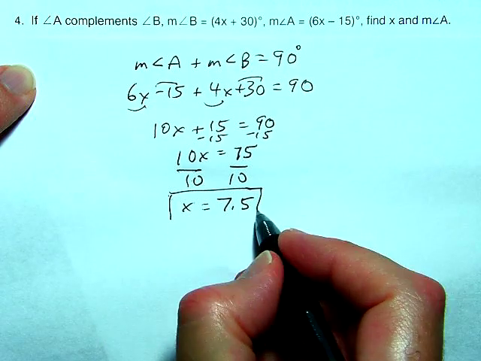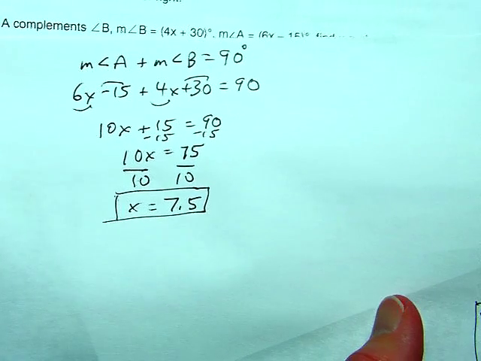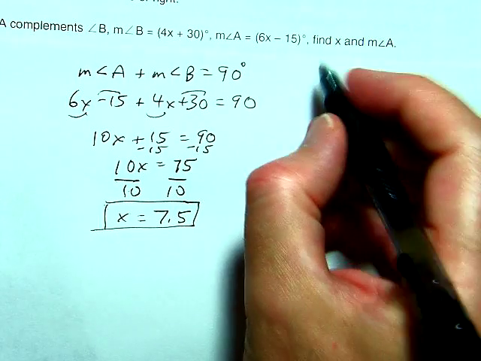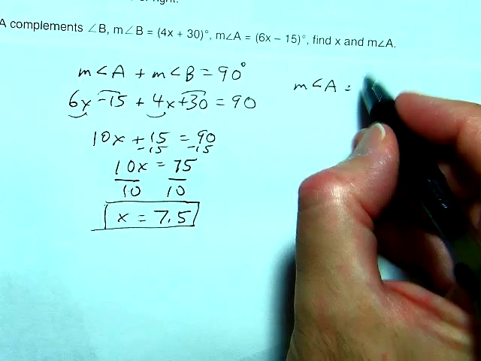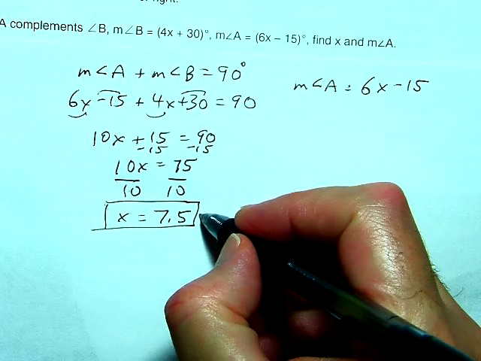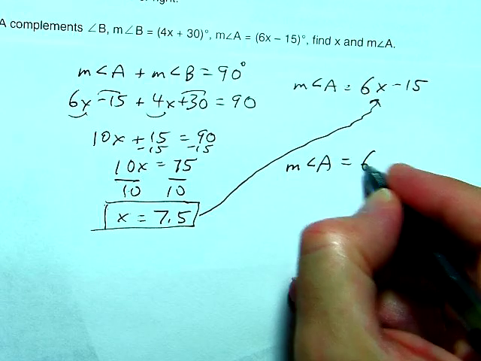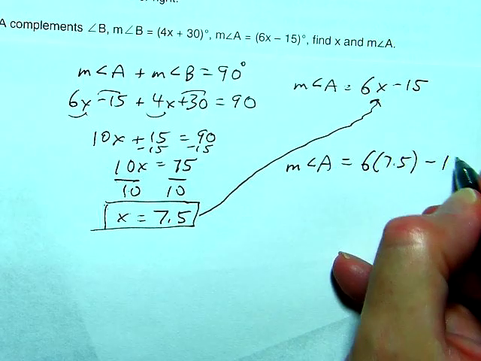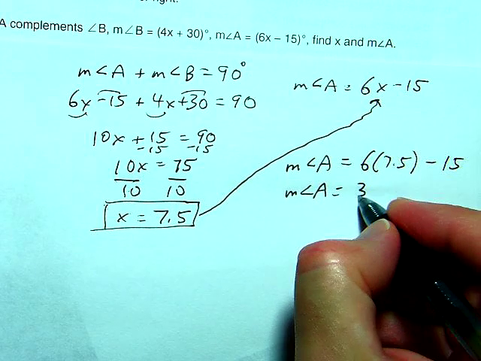So that is x. But we not only needed to find x, we also needed to find the measure of angle A. So like we did last time, we're going to have to substitute in for x. The measure of angle A, from here we know, is equal to 6x minus 15. And now let's substitute in the 7.5 for x. So the measure of angle A is equal to 6 times 7.5 minus 15. And when we do the mathematics, we will find that the measure of angle A is equal to 30 degrees.